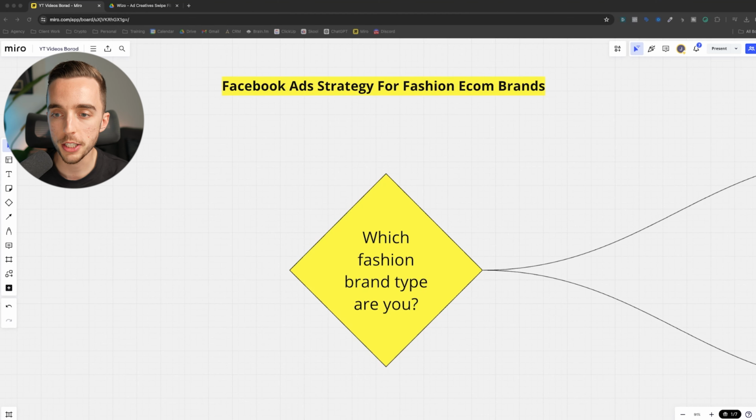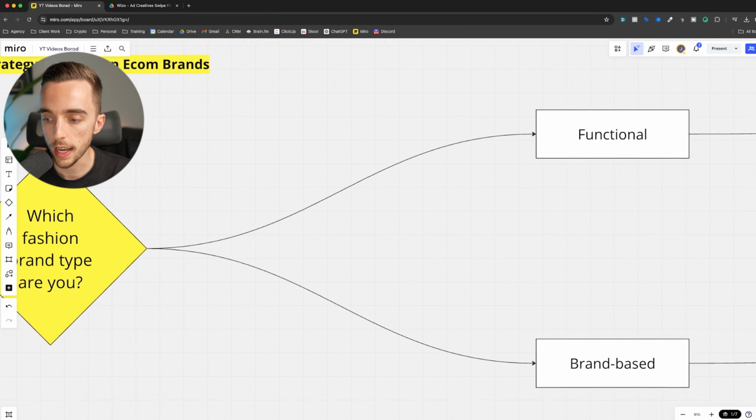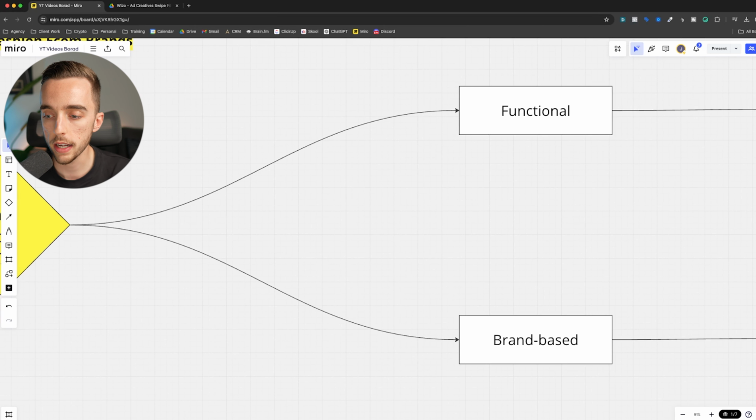So, Facebook ad strategies for fashion e-com brands. Now, the first question is to you, right? Which fashion brand type are you? If you are a fashion brand owner or perhaps marketing for a fashion brand currently, what type of brand are you marketing for? Is this a functional or a brand-based business?